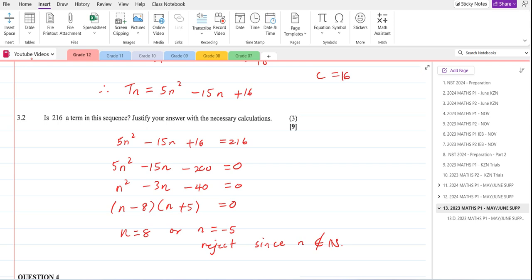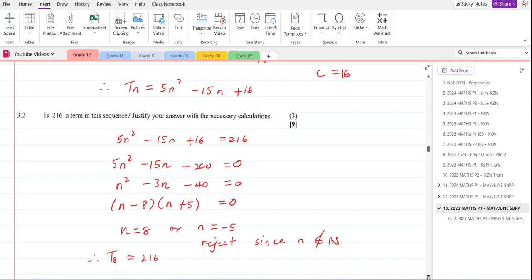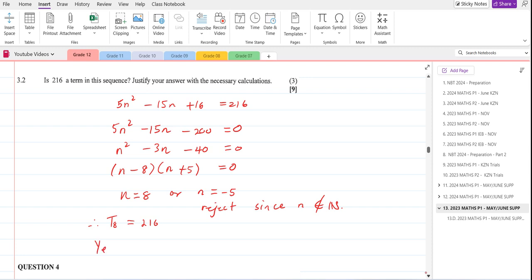So we know, therefore term 8 is equal to 216. So is 216 a term in the sequence? Yes, 216 is a term in this sequence, in this quadratic sequence. I hope you guys are understanding. Now moving on to question number 4.